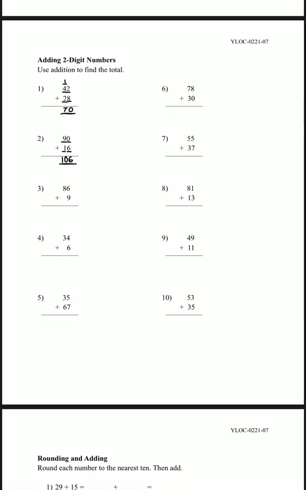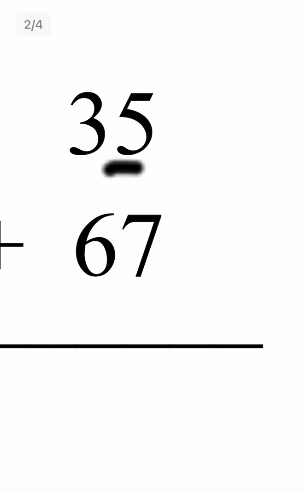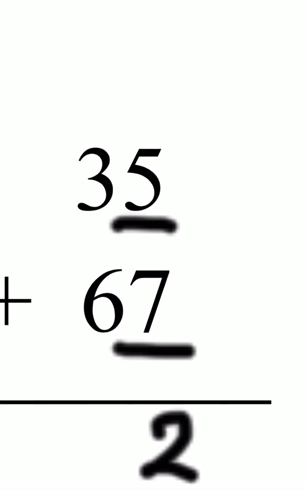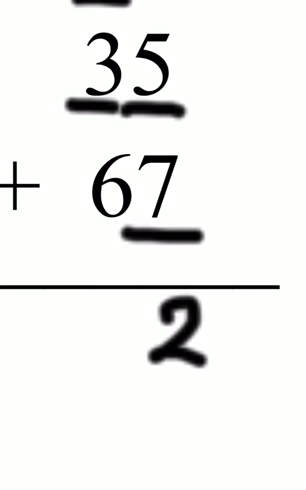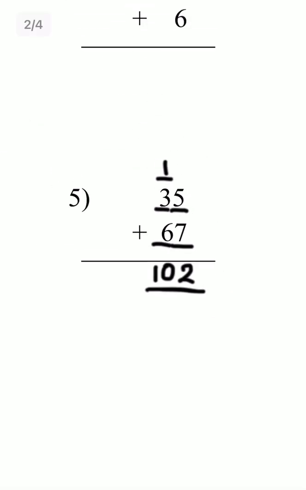Let's look at number 5. 5 plus 7 is 12. So 2 on the bottom and 1 on the top. And 1 plus 3 is 4. And 4 plus 6 is 10. So 102 is the answer for number 5.